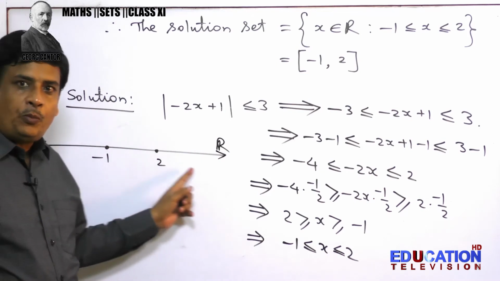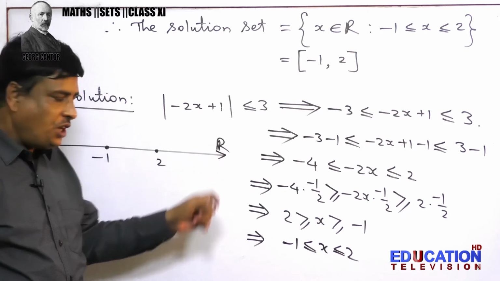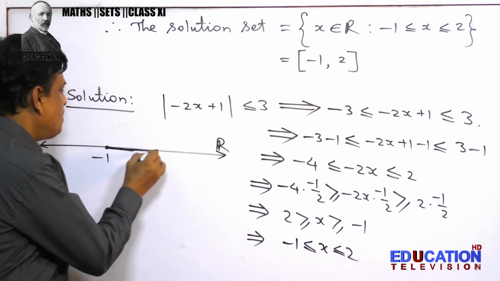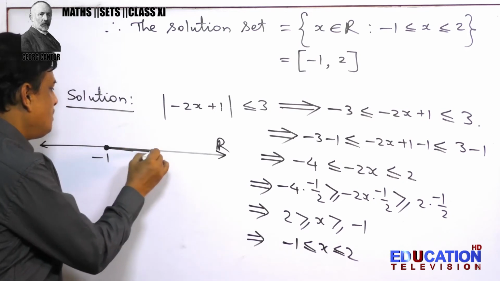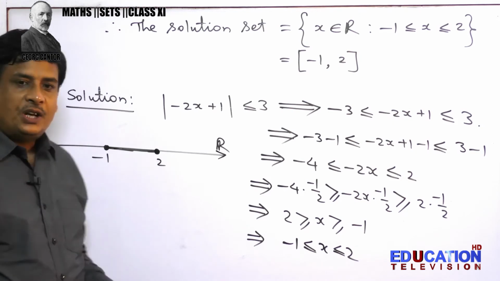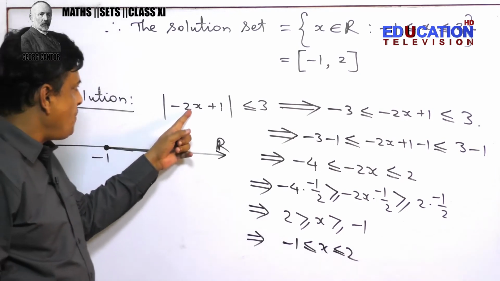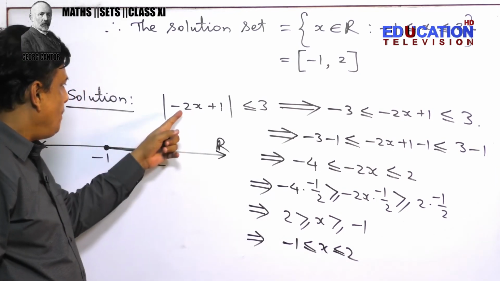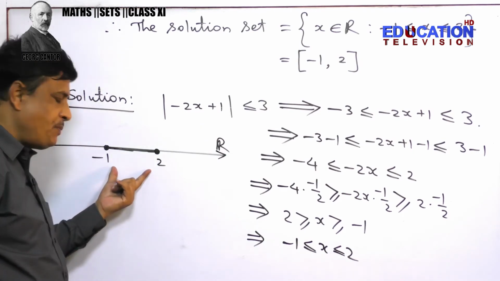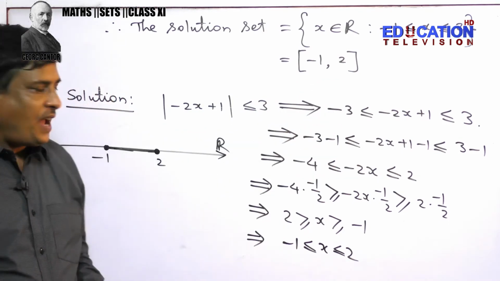the set of all points of a straight line represents the set of all real numbers, and from the set of all real numbers, those points which are to the right of minus 1 and left of 2, including minus 1 and 2, are the values of x satisfying this inequality. So this is the graphical representation of the solution, and the solution is the closed interval minus 1 to 2.